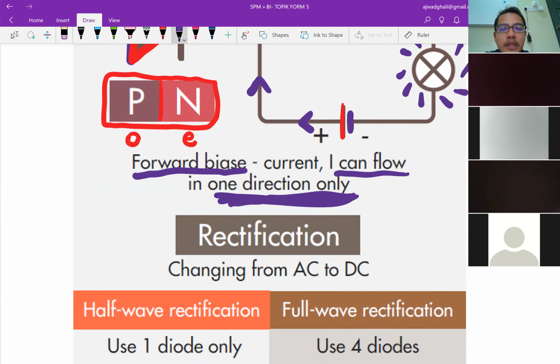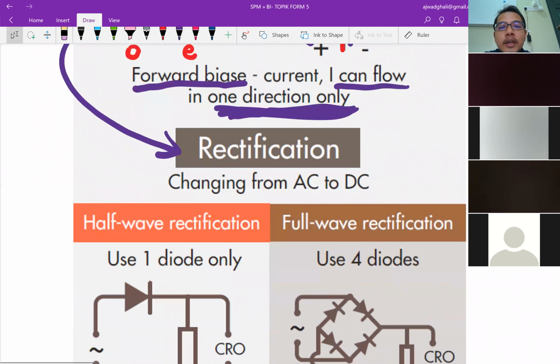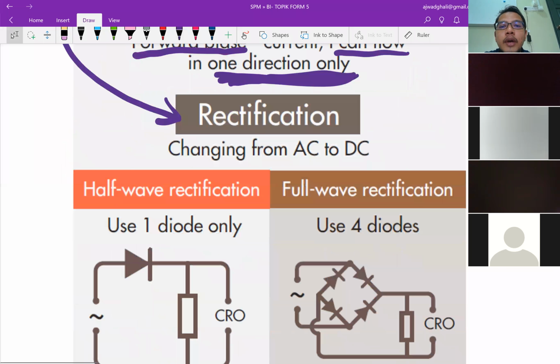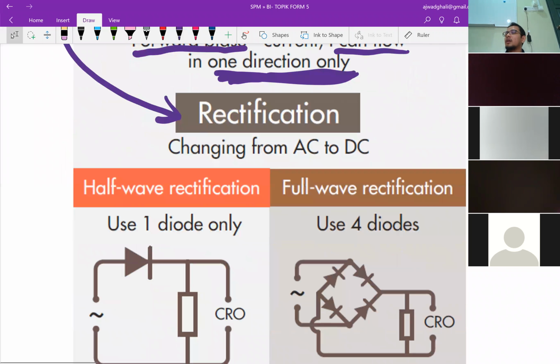So a diode is used in the process named rectification. What is rectification? Rectification is a process of changing an alternating current to a direct current. If you want to understand it like this, all right.